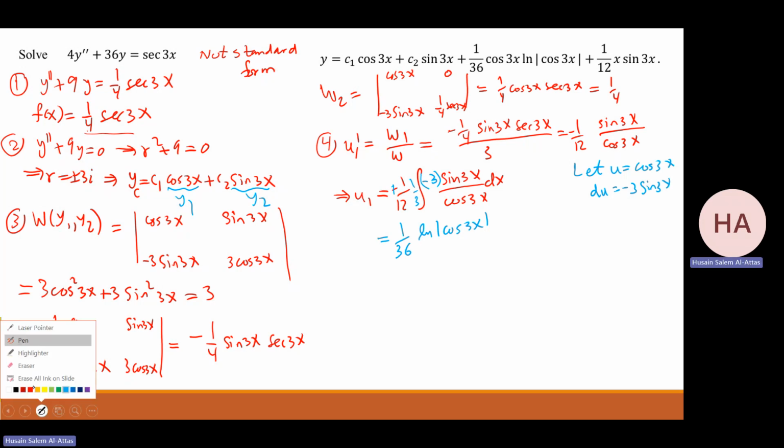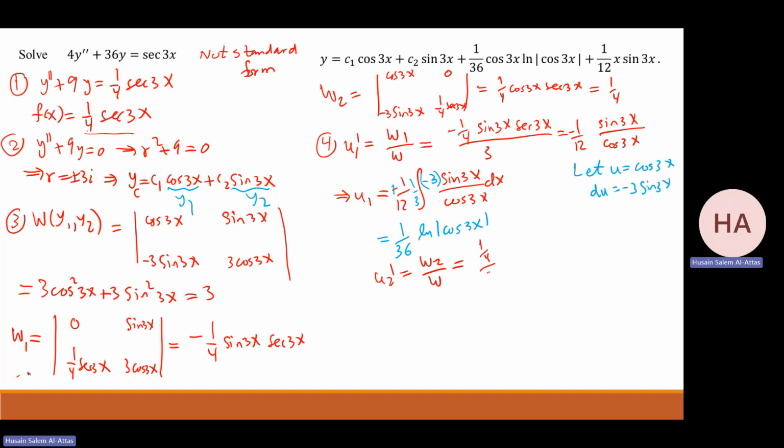u2, I think it will be easy. u2 prime is w2 over w. What is w2? It's 1 over 4. 1 over 4 over 3, that will be 1 over 12. So what is u2? 1 over 12 x. That's it. So now, last step, yp will be u1 y1 plus u2 y2.